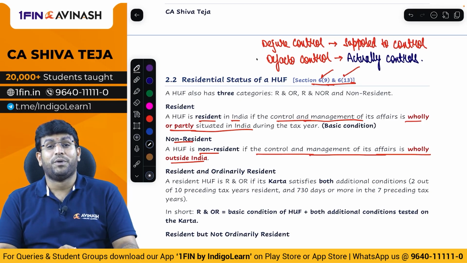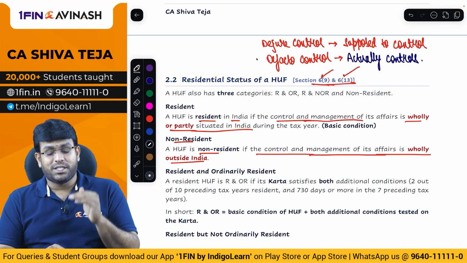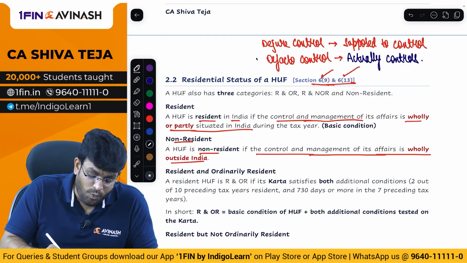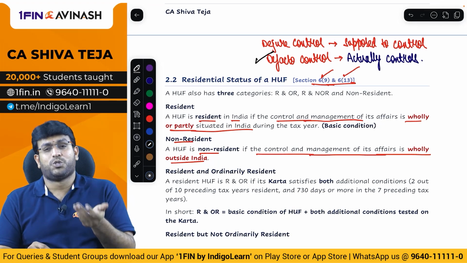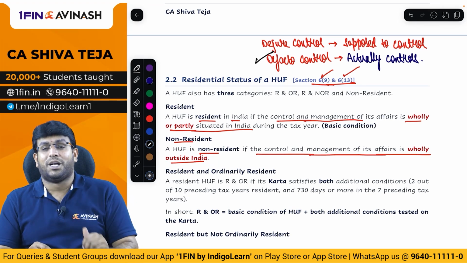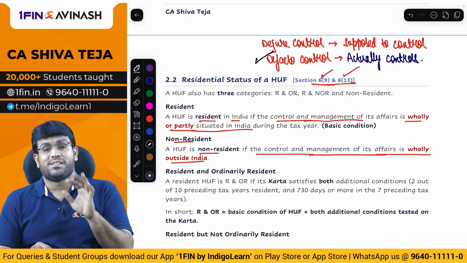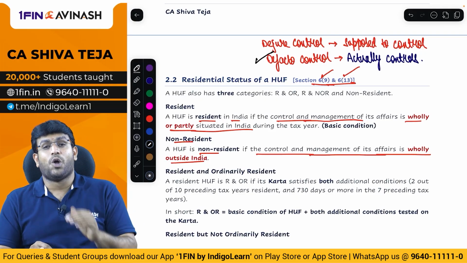That is an interesting point to be noted. Who is supposed to control is known as de jure control. Who actually controls is known as de facto control. And income tax law says what is relevant for us is de facto control, because we are not bothered about who is supposed to control. We are more bothered about who is actually controlling. If control and management is wholly or partly in India, it is regarded as resident. And if wholly outside India, it is treated as non-resident.